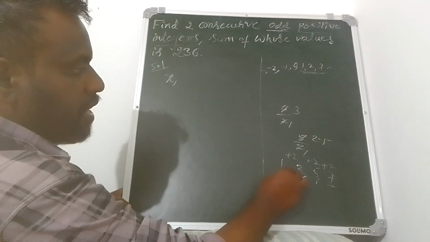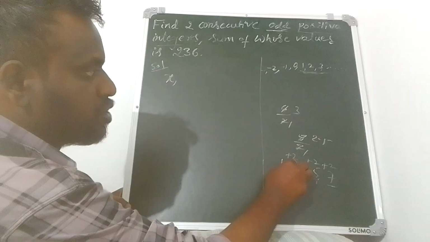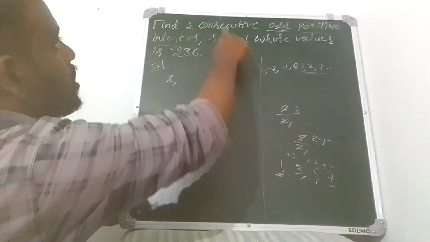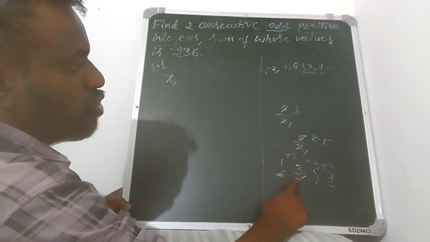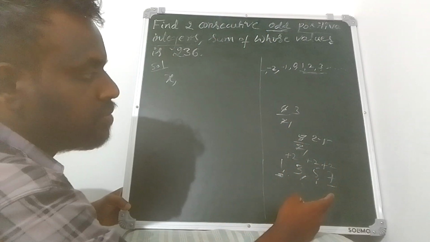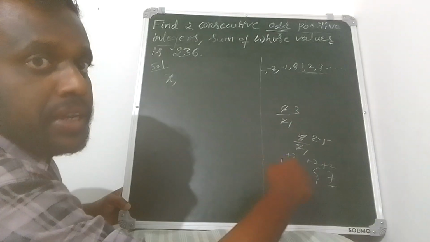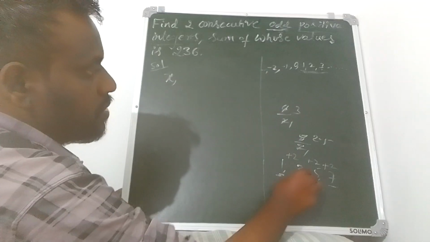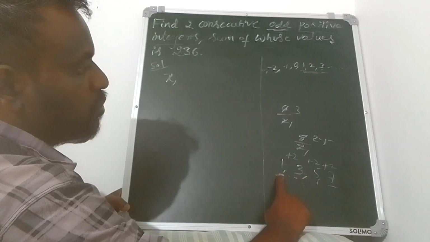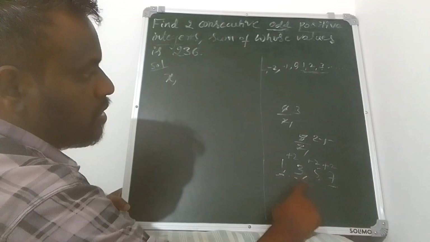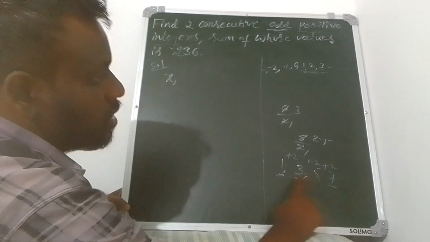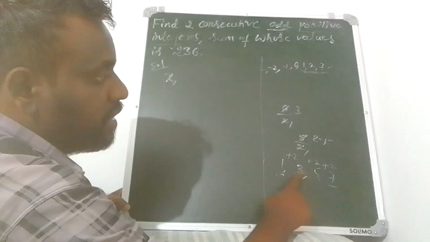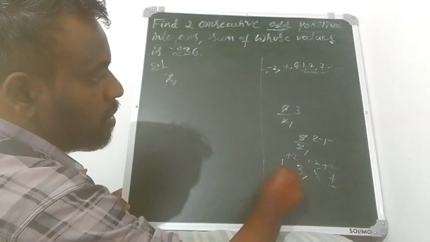That means if you take any odd number and add plus 2, we get the next odd number, that is the consecutive odd number. Consecutive means the number which comes immediately after the first number. After 1 we got 3. So 3 is the consecutive number for 1, but not 5. 5 is not the consecutive number after 1, because after 1 we are not getting 5, we are getting 3.